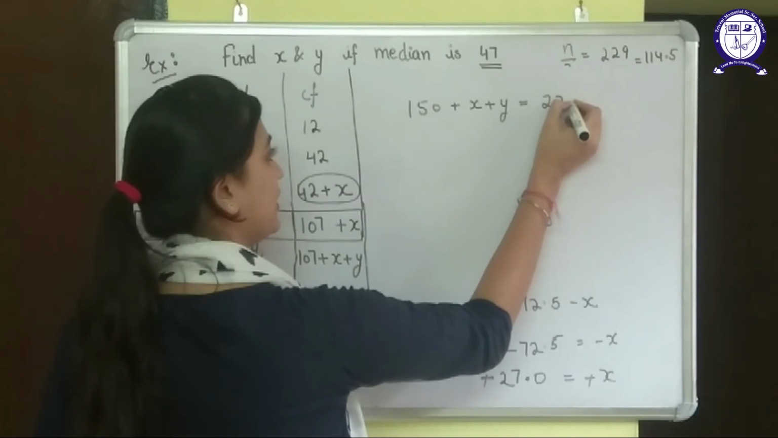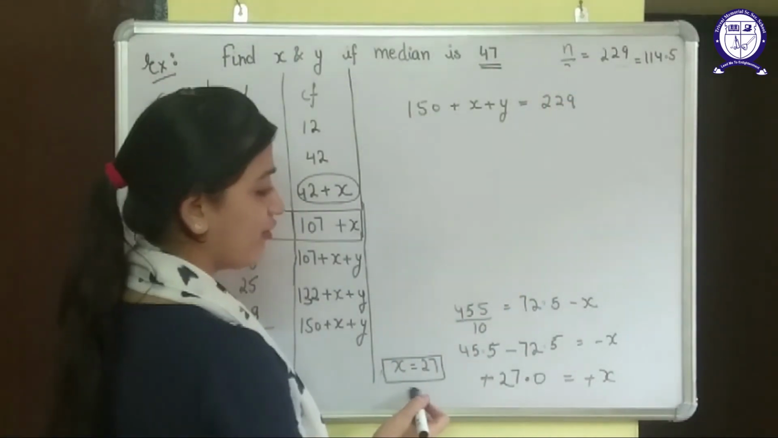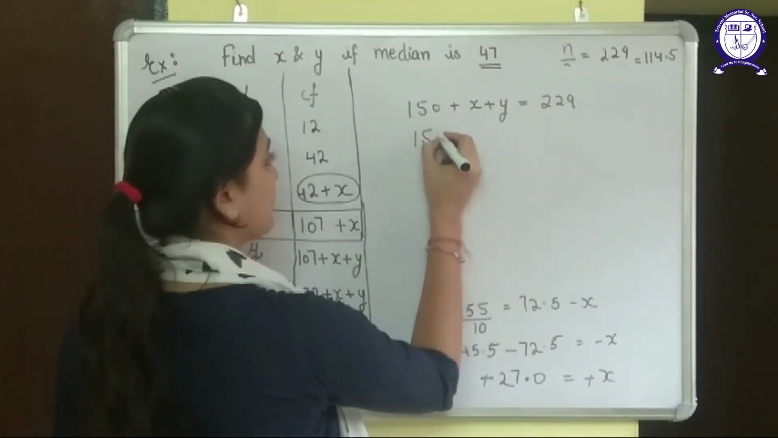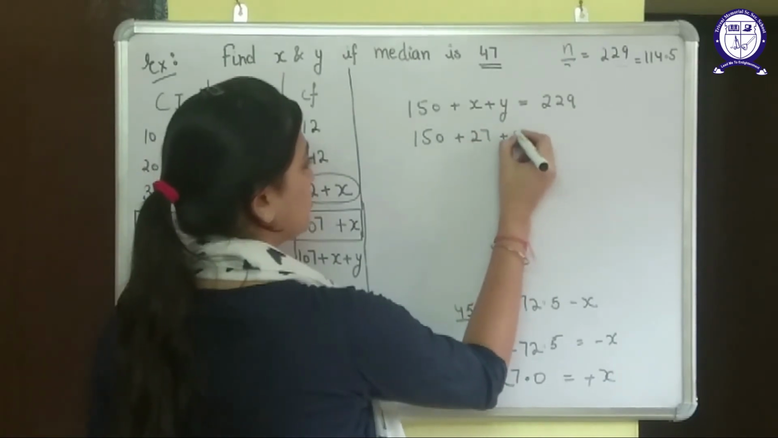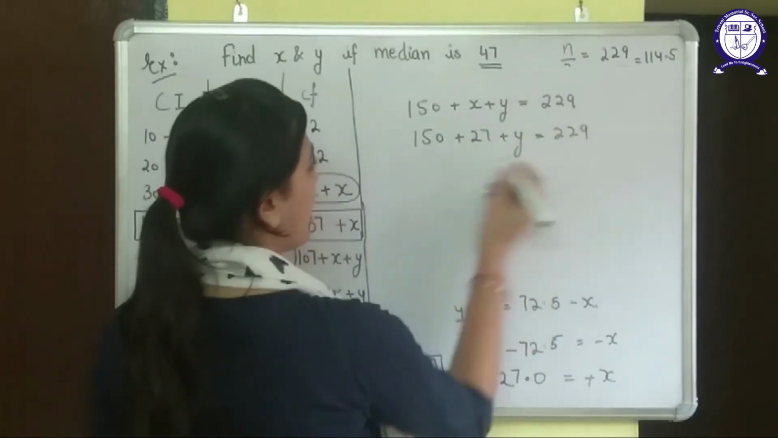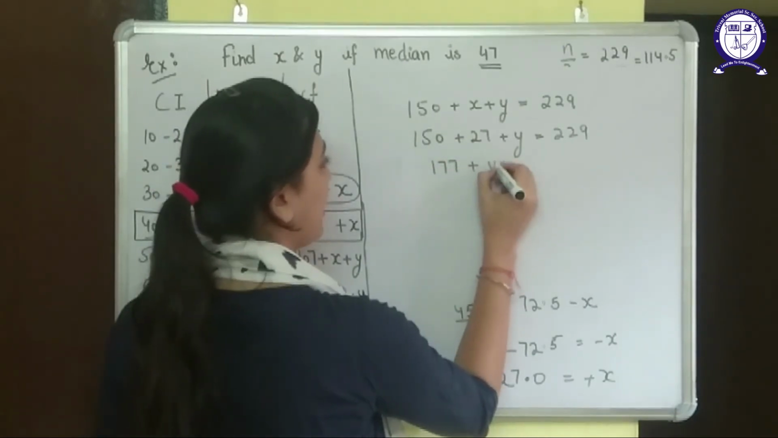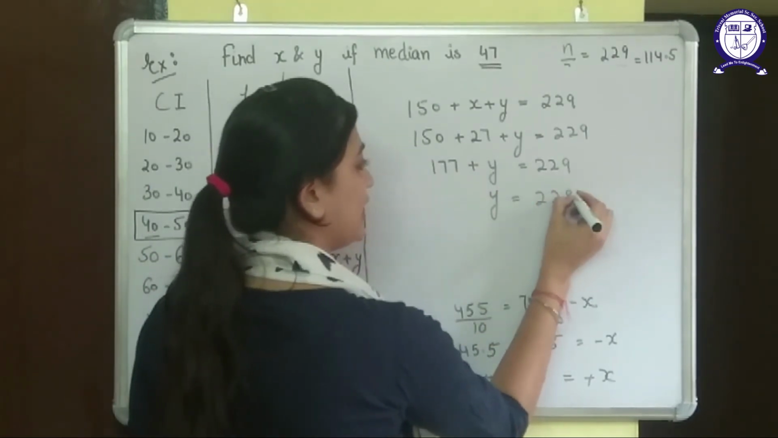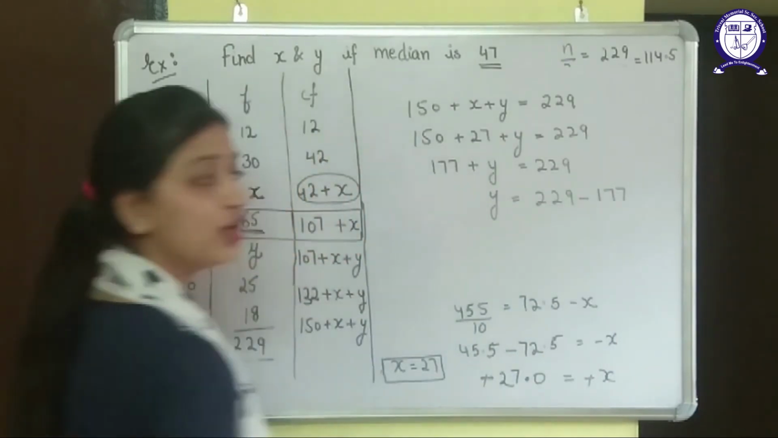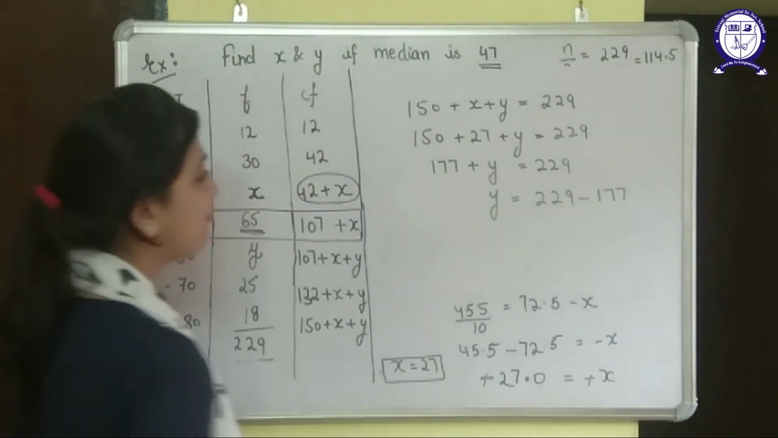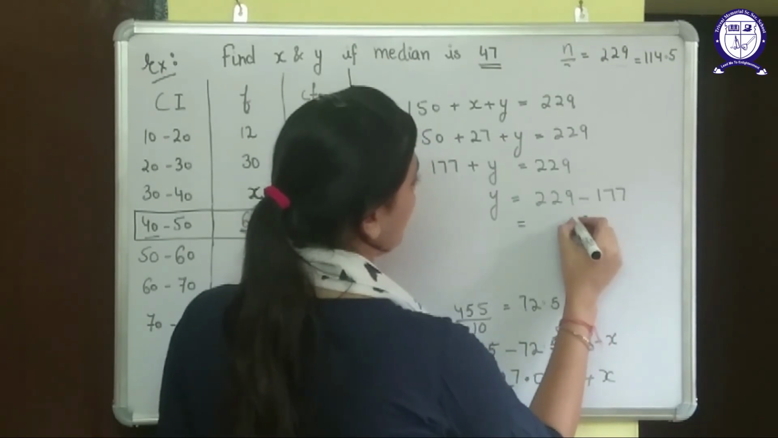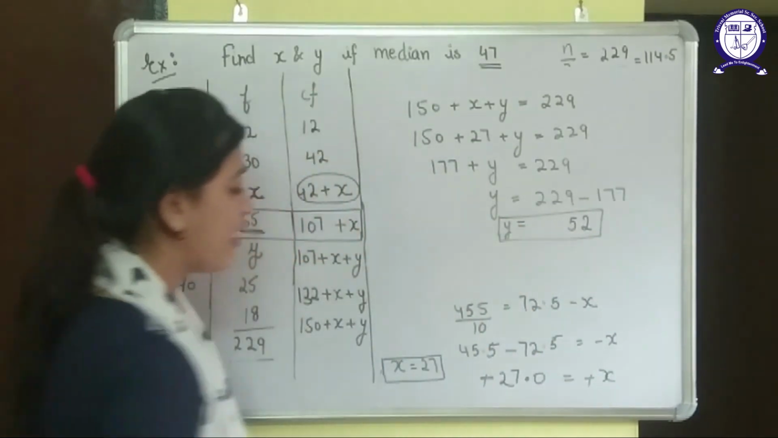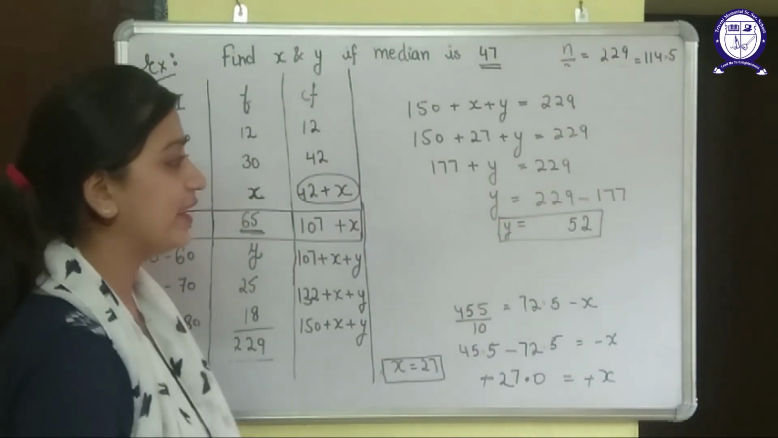229. Now I know the value of x. Value of x is 27. So I'm going to put x as 27. Adding them, I will get 177 plus y equals 229. So y will be 229 minus 177. So what will be my value of y? The value will be 52. So I got the value of x as 27 and the value of y is 52.